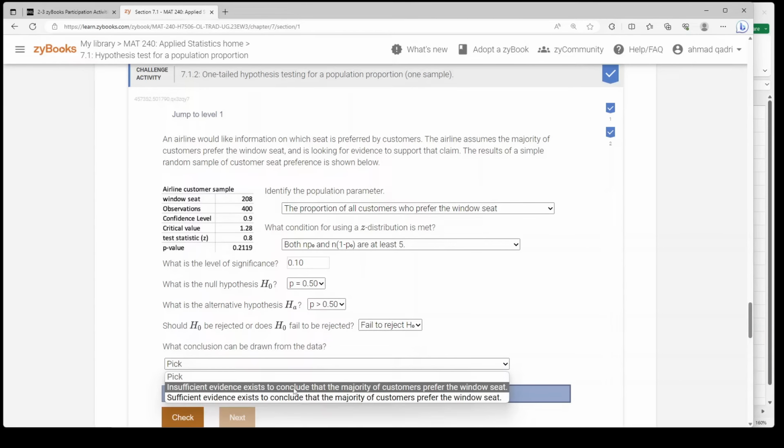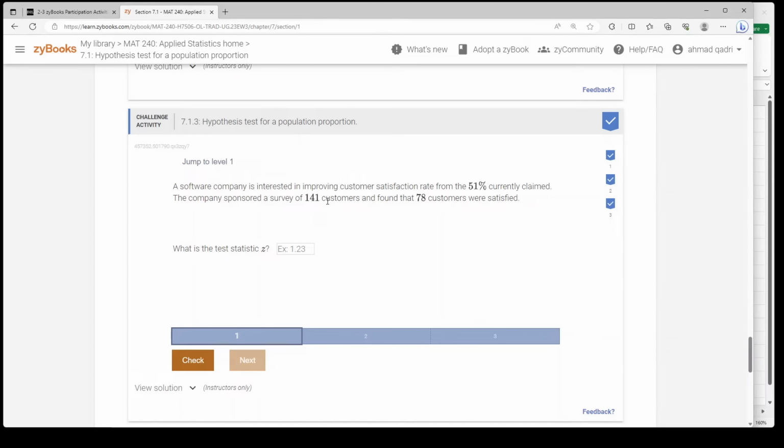This is challenge activity 7.1.3, and this is about hypothesis test for a population proportion. The question is, a software company is interested in improving customer satisfaction rate from the 51% currently claimed. There's a survey done of 141 customers, and they found that 78 were satisfied. The question is, what is the test statistic z for this question?